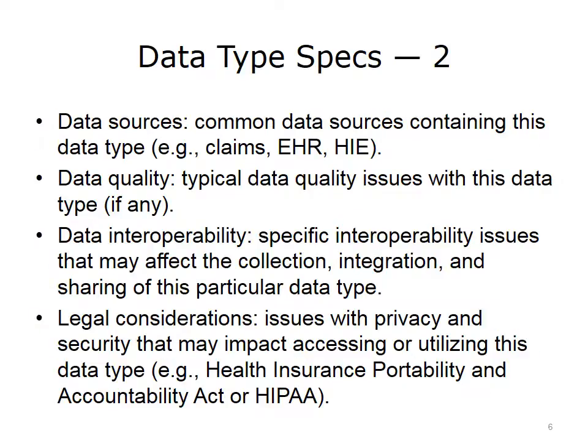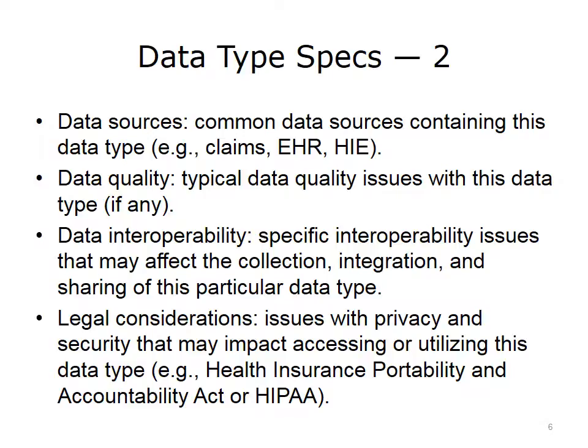The list of data specifications for each potential population health data type also includes the following items. Data sources will provide a list of common data sources that typically contain that data type. For example, for the demographics data type, claims, EHRs, and HIEs are listed as data sources that usually capture demographics in their underlying data sets.